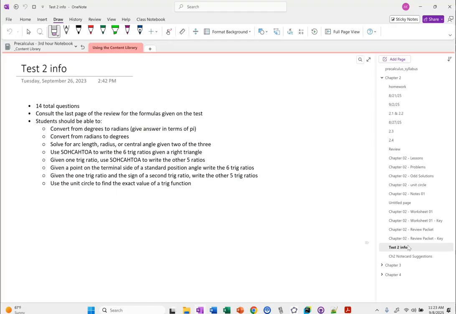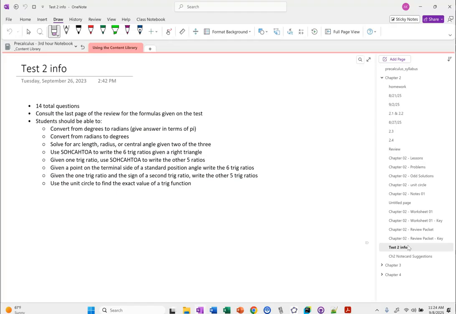Should be able to solve for arc length, radius, or central angle if I give you 2 out of the 3. So that's using that S equals R theta formula, if theta is in radians, or S equals R theta pi over 180 if it's in degrees. And then you should be able to find the values of sine, cosine, and tangent using the different definitions that we've worked with. So you should be able to do that using a right triangle.